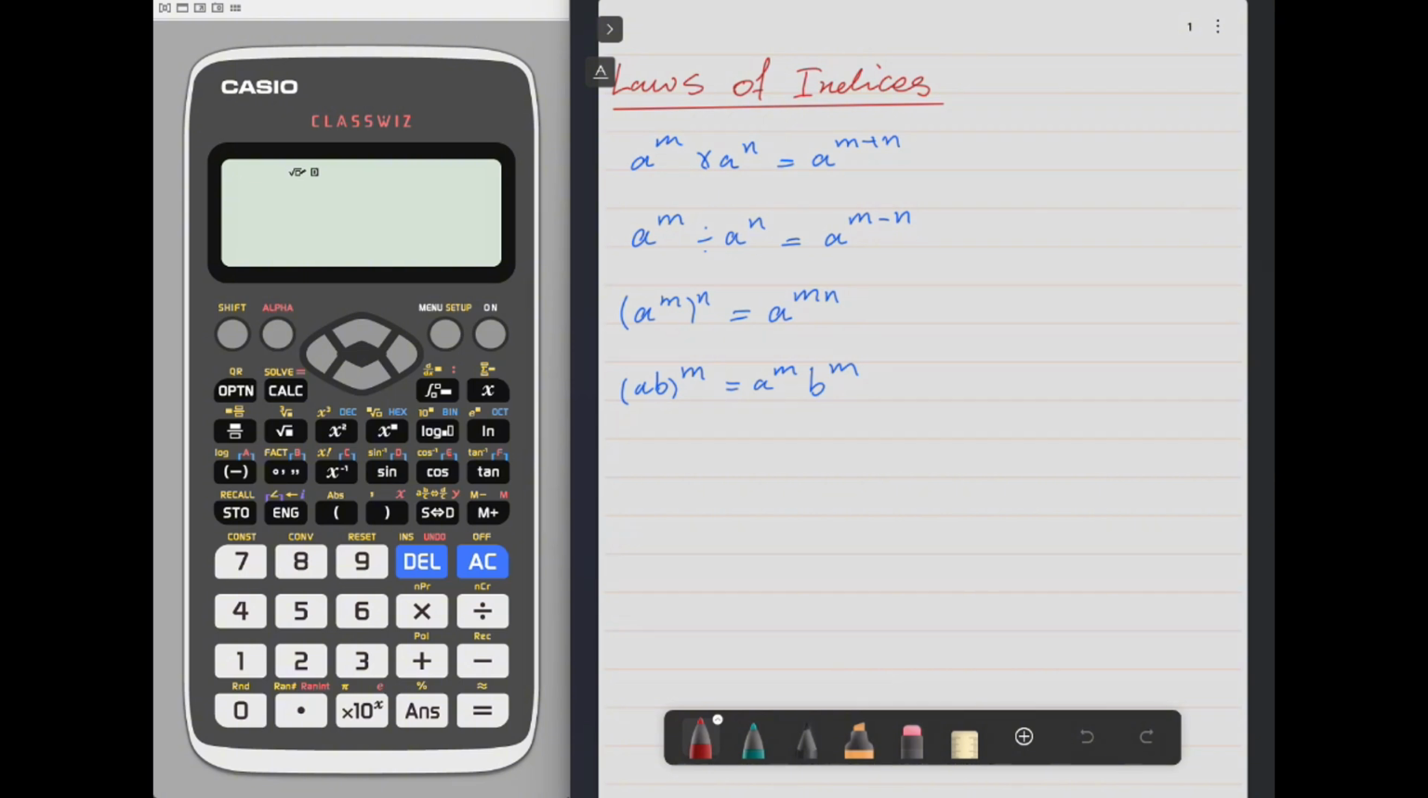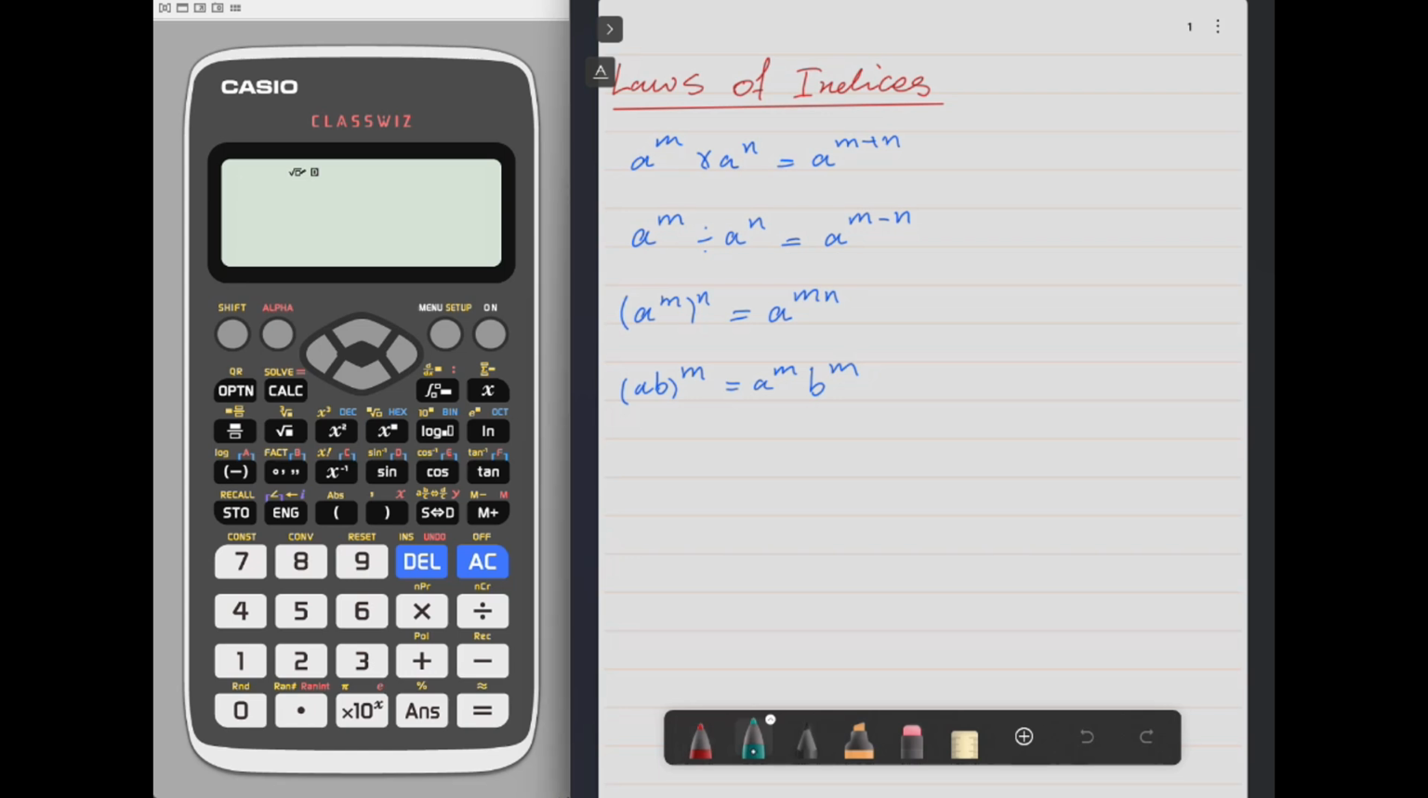So maybe in the exam, there is not a specific question asking about algebraic expressions, but you're going to use it in whatever questions you have. So, algebraic expressions, laws of indices, first section of the first chapter. Let's get started. Laws of indices.